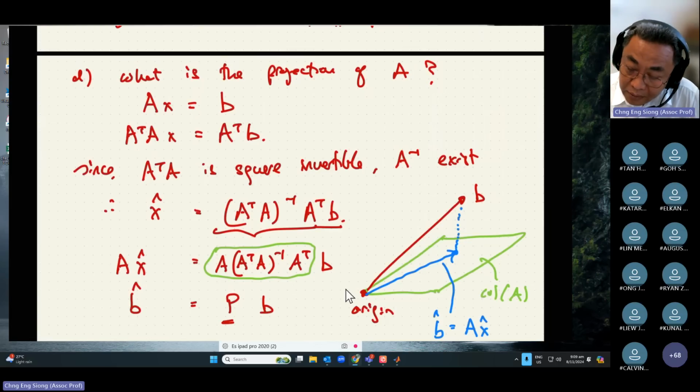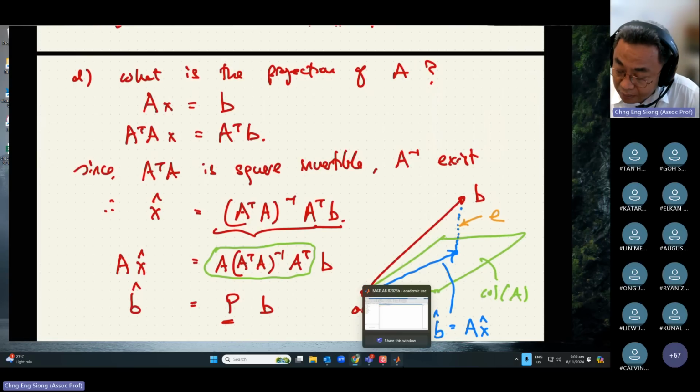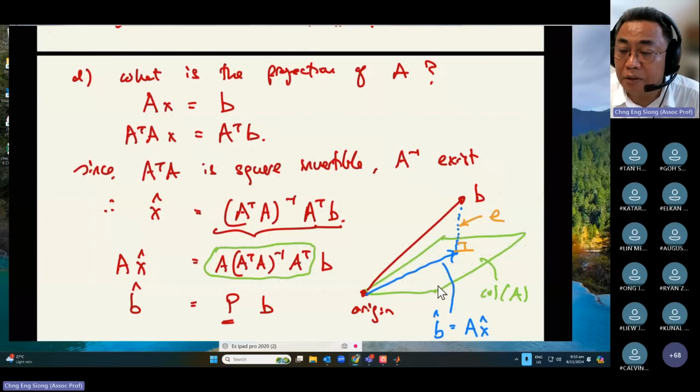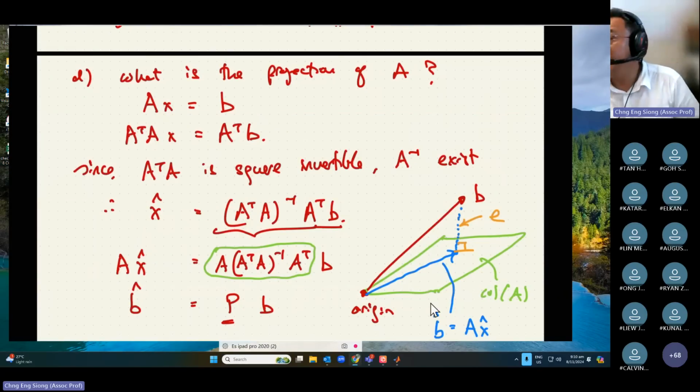And this vector in brown or orange, this guy is who? E. Yes. And I have to draw something here, and that something here is the orthogonality. E is orthogonal to the column space of A, any columns of A.